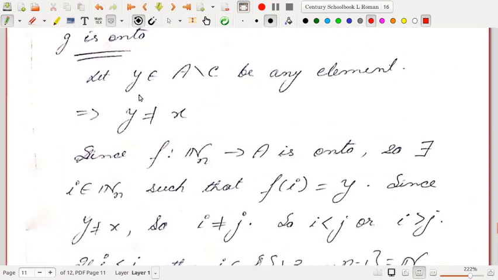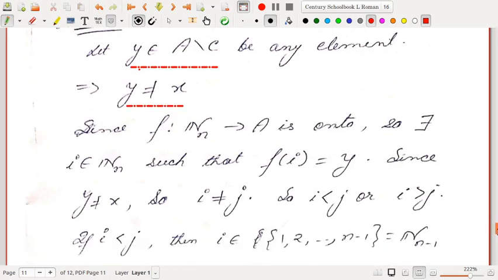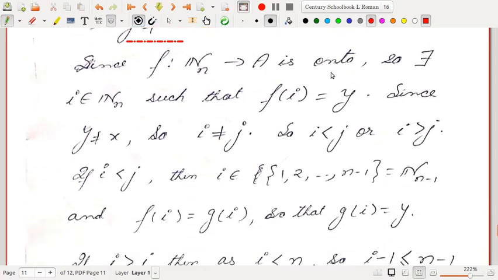How to show that g is onto? Let y belong to A minus C be any element, then y is not equal to x, right? So since f from N_n to A is onto, for this y there will exist an i inside N_n such that f of i is y. Okay, now what do I have to show? I have to find some p inside N_{n-1}. Okay, because our domain is N_{n-1}. So since y is not equal to x, one thing is sure, that i is not equal to j.